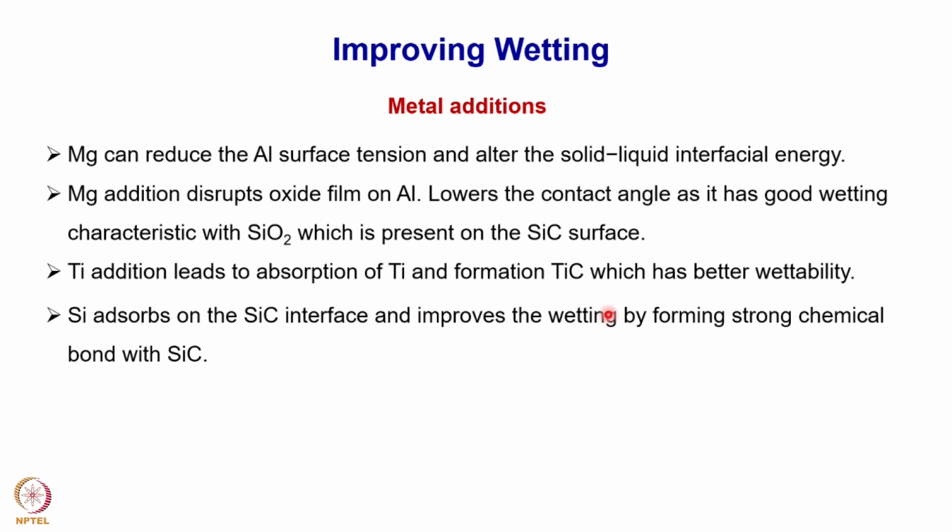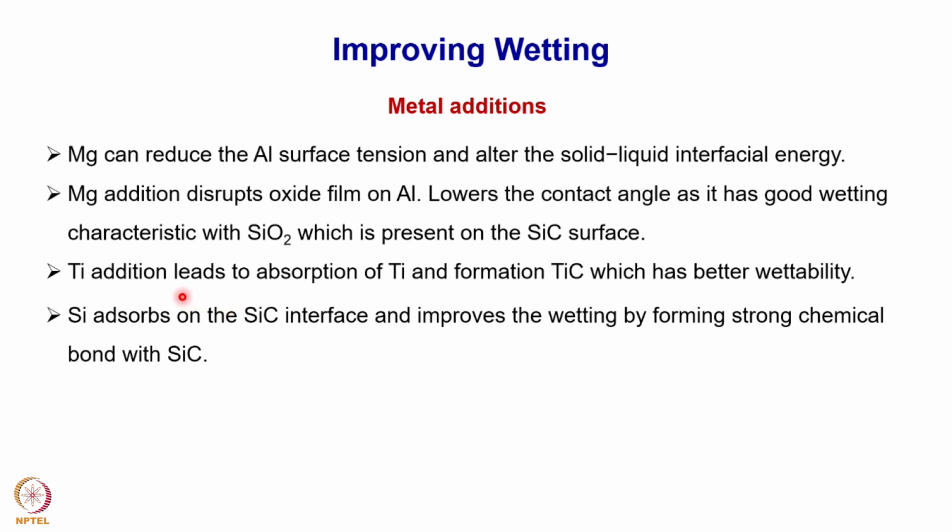Some additions into the molten metal can also do the same job of improving the wetting. Magnesium addition, for example, can reduce the surface tension of aluminium and alter the solid liquid interfacial energy in a way that will reduce the contact angle and lead to better wetting. So what happens when you add magnesium into molten aluminium in small quantities? Magnesium will basically disrupt the oxide film on the aluminium surface, and as a result of that it will lower the contact angle.